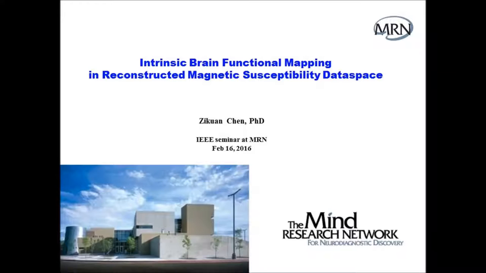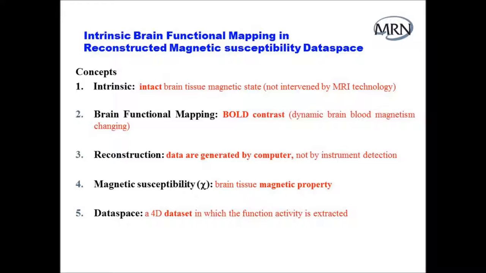This is my talk title. First, I will explain the title, which has several concepts: intrinsic brain functional mapping in a reconstructed magnetic susceptibility data space. First, intrinsic. You may think this concept is different from your functional network. Here, intrinsic means intact, and the signal I use is not impacted by the MRI technology. That means it is not dependent on the MRI technology parameters. Because we know that the magnitude and phase we get from a scanner depend on the parameter settings.